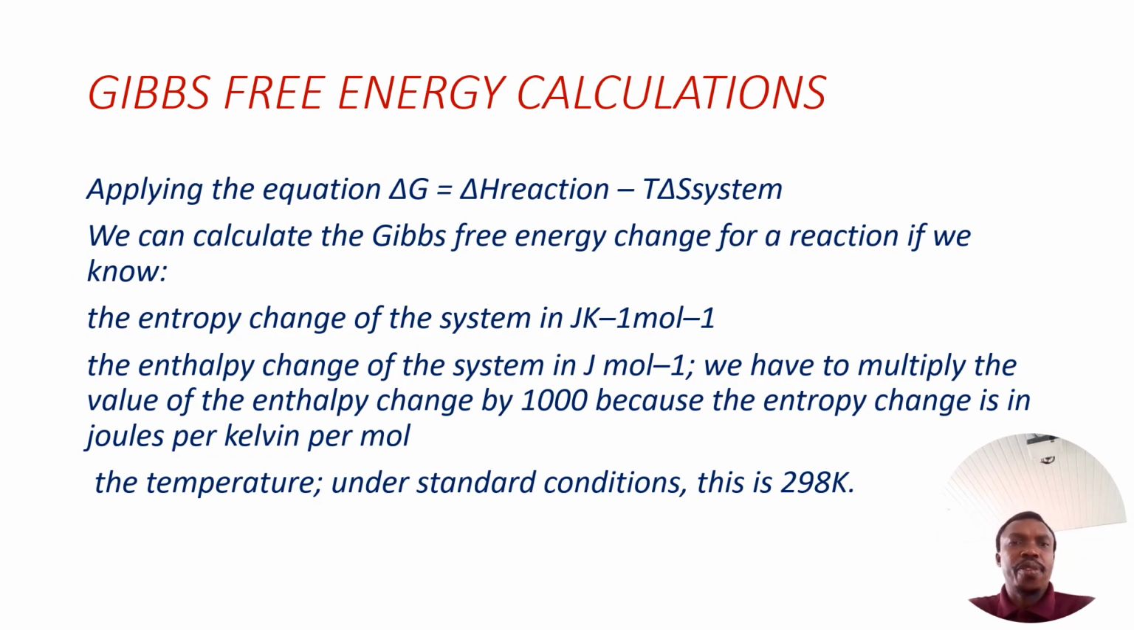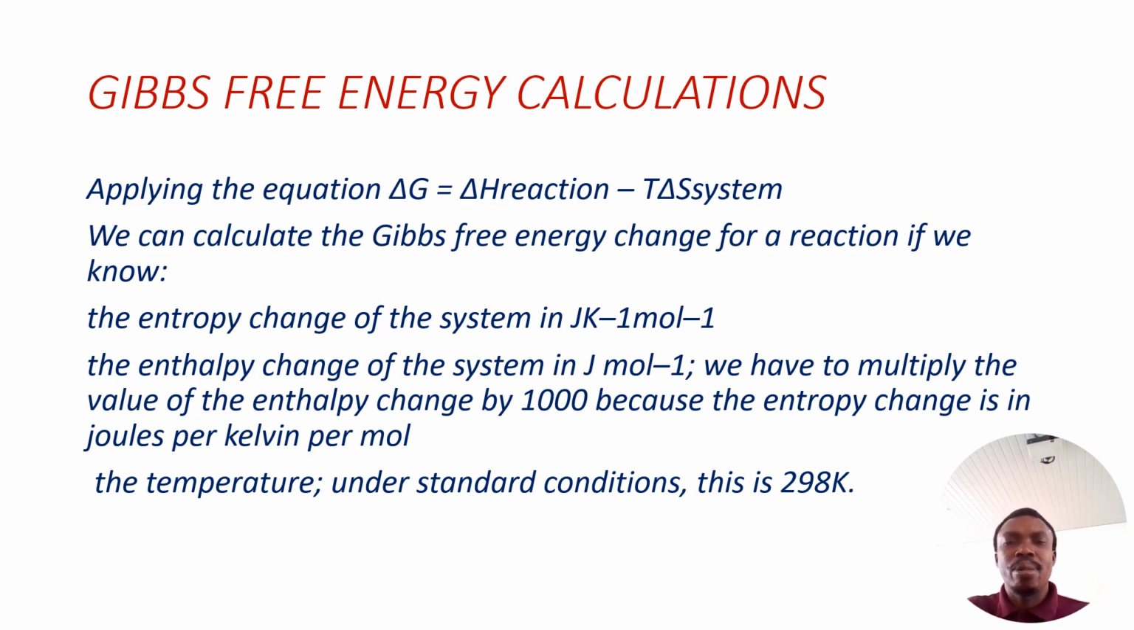So to calculate the free energy, Gibbs free energy calculations, we use the expression: free energy is equal to enthalpy of reaction minus temperature times the entropy of the system. The entropy change of the system is in joule per Kelvin per mole. The enthalpy change of the system is in kilojoule per mole, so we have to multiply the value of the enthalpy by 1000 because the entropy change is in joule per Kelvin per mole. Then our temperature must be in Kelvin, but since we are using standard temperature, it will be 298 Kelvin.